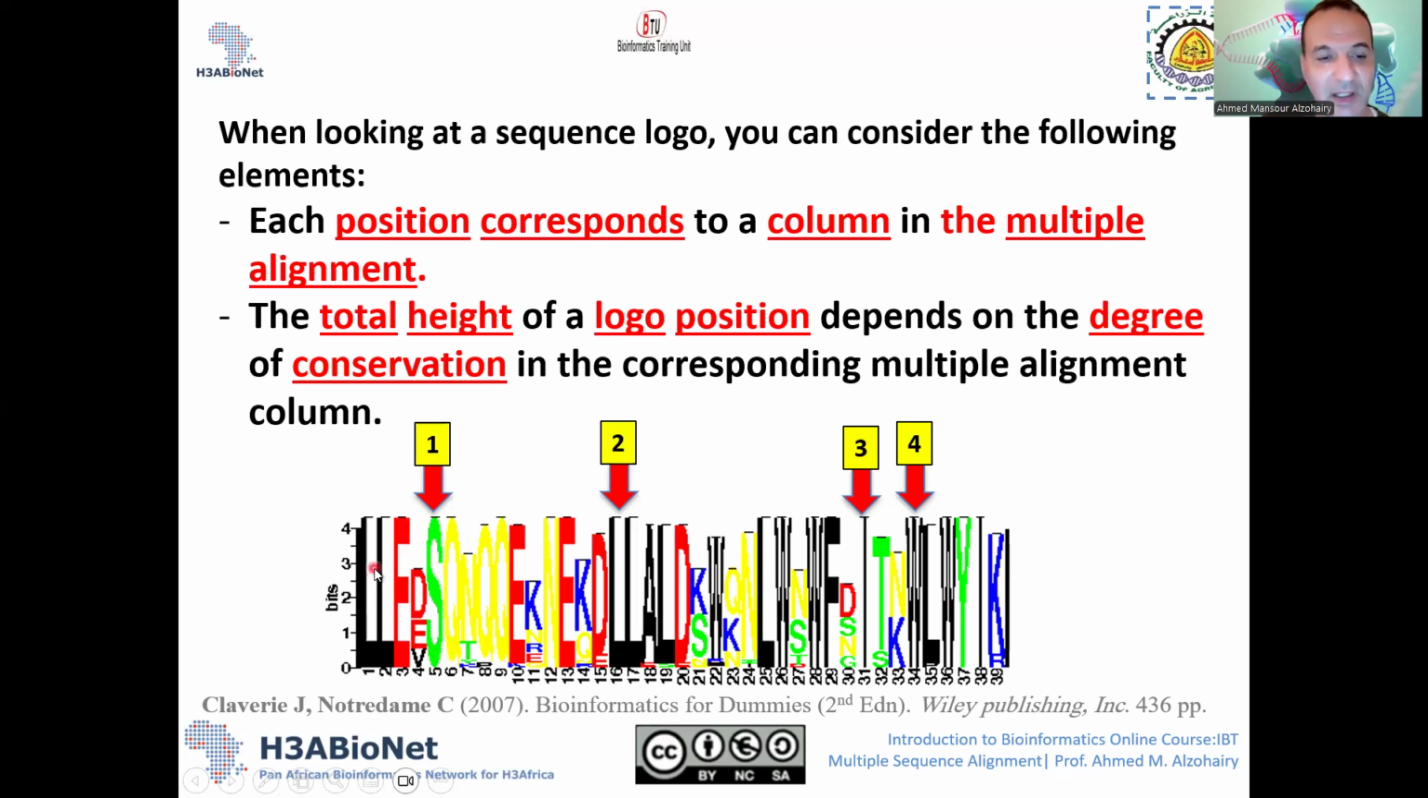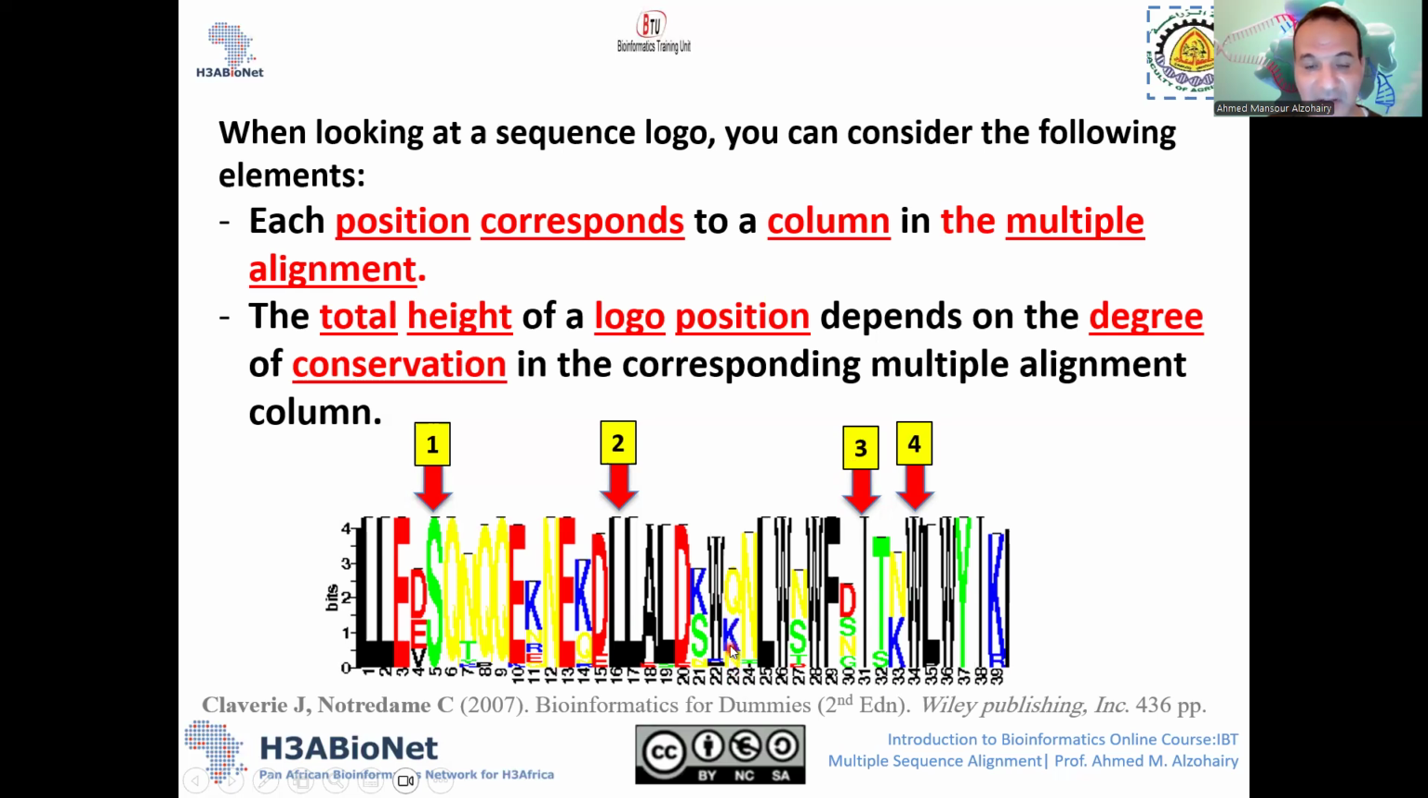The same thing applies here at position 3. There is E, which means that the amino acid is conserved among different sequences at that position, position number 3. And of course, the same thing applies here at position 16, which is arrow number 2, or at position 31, at arrow number 3. So these are just examples.